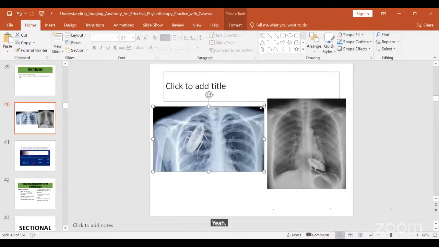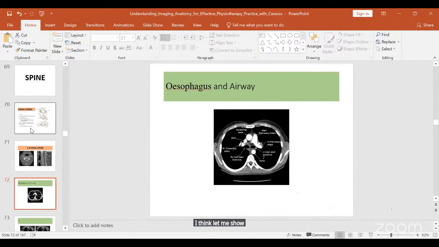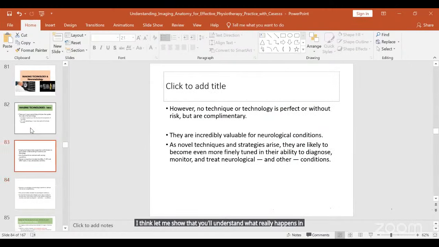So this one, he inhaled it, right? Naturally. Okay. So actually, what happened was this cockroach was in front of the X-ray tube. Are we together? It is in front of the X-ray tube, and then it went and superimposed. I think I have an image for X-ray formation. Let me show us so that you'll understand what really happens in X-ray formation.